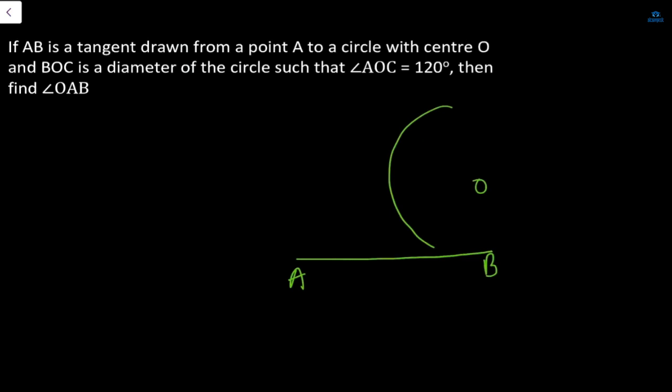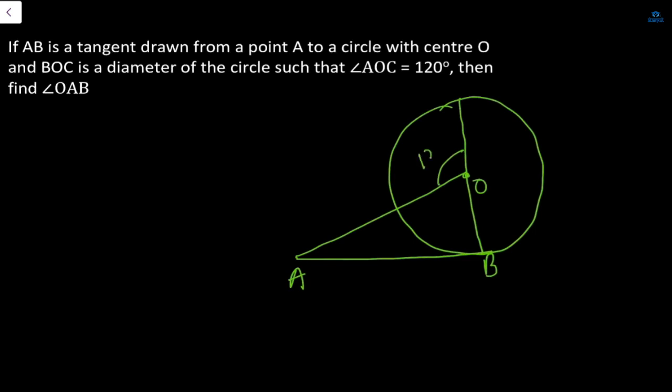Ma'am, I think it will be 60 degrees, because a diameter means the radius is half of the diameter. This is given as 120 degrees. No, it is angle AOC. BOC is the diameter. So now you can see OB is the radius on AB, which is a tangent. That is 90 degrees, and an exterior angle of a triangle is equal to the sum of the two opposite interior angles. You know this?